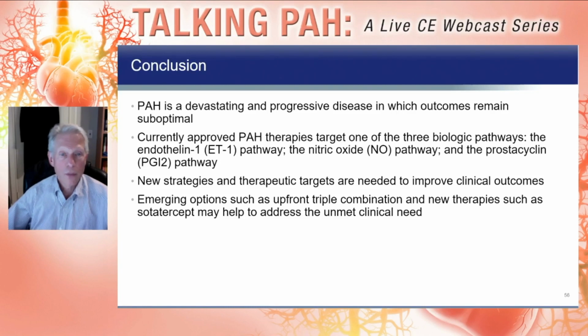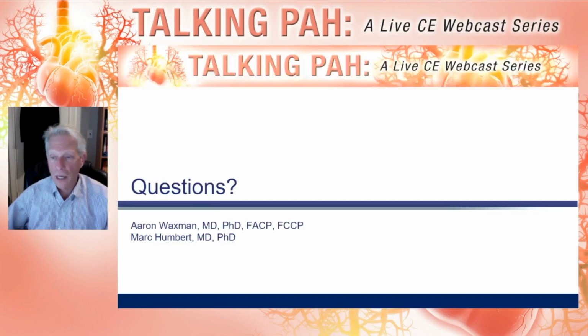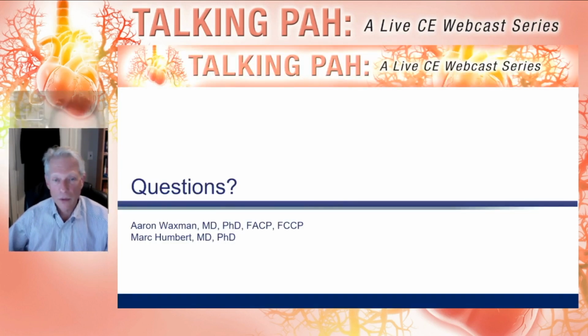New strategies and therapeutic targets are still needed, and I think we're on the verge of a whole new world of taking care of these patients as we start to move some of these experimental research studies to the clinics. And emerging options such as upfront triple combination and new therapies such as sotatercept may help, and I think are very likely to help address the unmet clinical need. And I will stop there, and I think now we can start to address some of these questions.